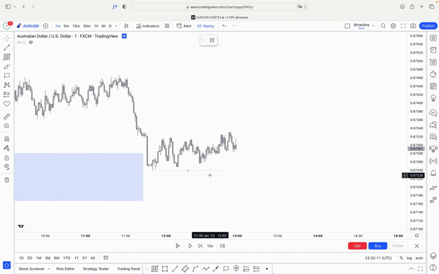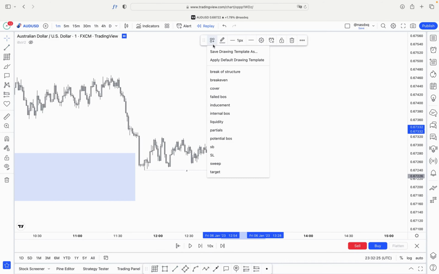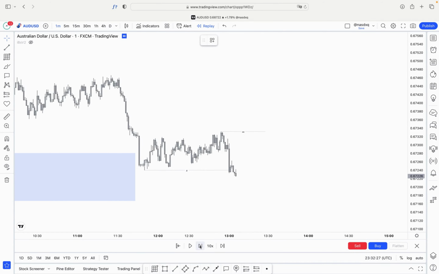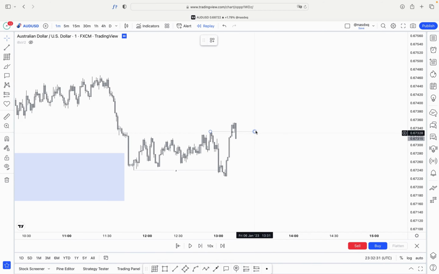I want to see this low swept before I even think about being interested in this, and you can see we swept that zone very nicely. So step number 2, now we have to wait for a sign of bullish momentum. I want to see this high taken and a break of structure confirmed. And as you can see, we get that right there.